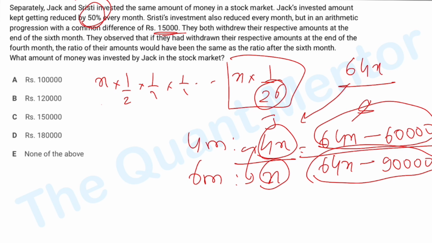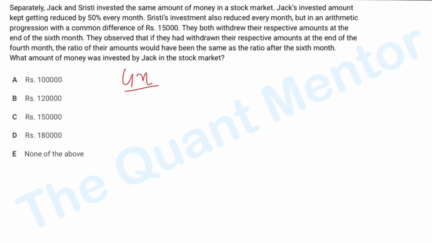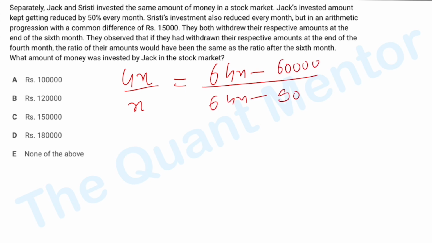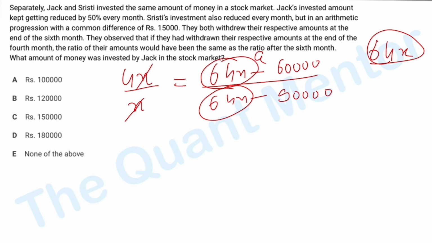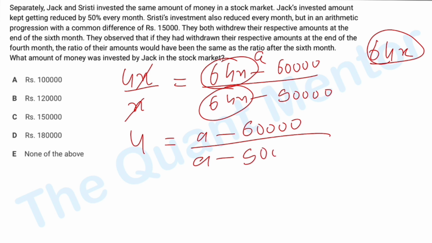So we can make an equation out of this. 4x upon x is equal to 64x minus 60,000 divided by 64x minus 90,000. Okay, remember guys, we are solving this question not for x but 64x. Our answer to the question will be 64x. So let's call the 64x here as a. Now on the left hand side, x gets cancelled. We have 4 is equal to a minus 60,000 upon a minus 90,000.